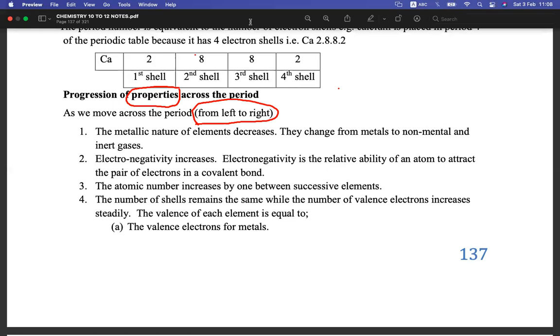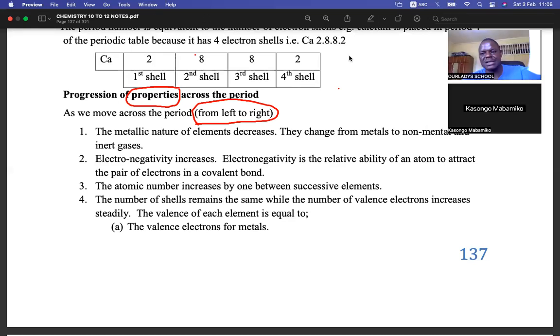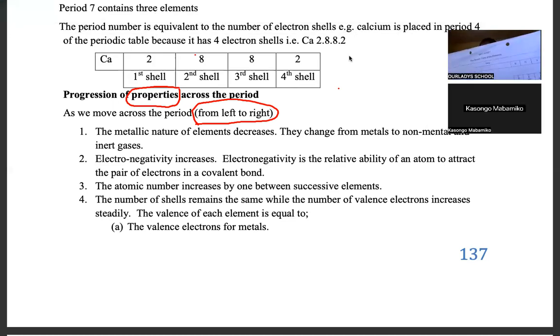What does it mean? I'll be explaining and demonstrating gladly. I have a project with me. So we're saying that the metallic property changes or reduces, from metals to non-metals. So from the left, we have this one, which is lithium.